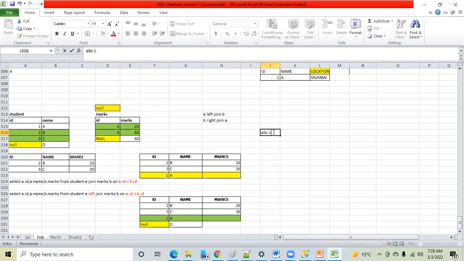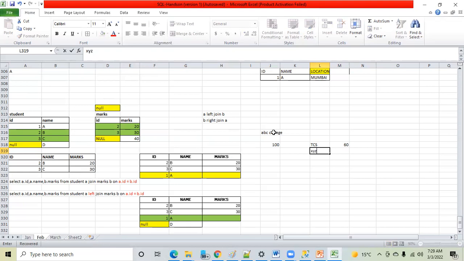Suppose ABC College of Engineering. In this college, you have 100 students who are sitting for the placement examination, and a company, TCS, is taking some placement tests. They hired 60 students. And then you have a company XYZ.